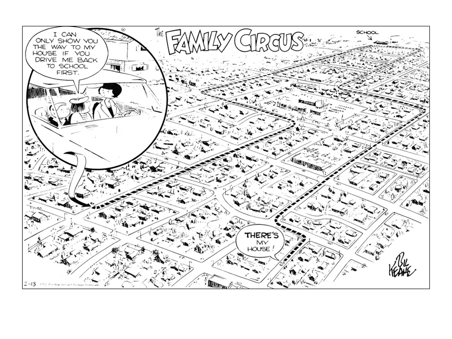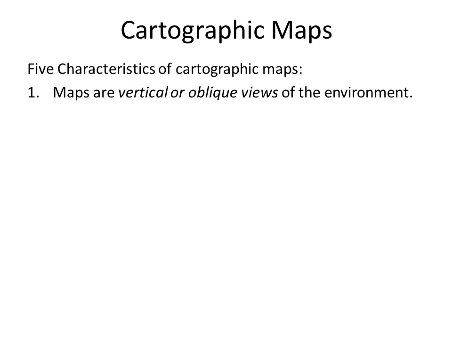In this case, the kid in the car says, "I can only show you the way back to my house if you drive me back to school first." And this reflects the idea that we navigate the world in a very specific and often narrow way, even though at that point, they were just right down the street from the house when they had to go back to the school. So cartographic maps as opposed to mental maps.